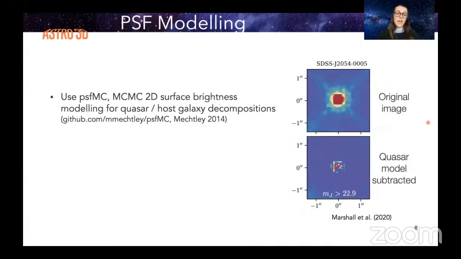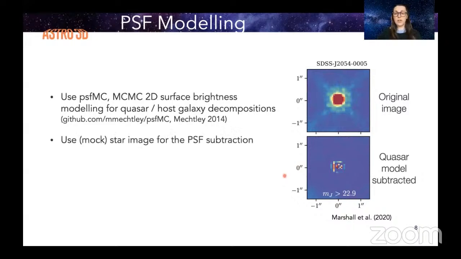So in terms of the observational pipeline, for the PSF modeling, we're using PSFMC, developed by Myra Metchley in the earlier work that I showed you in the introduction. This is an MCMC-based 2D surface brightness modeling software, which allows you to model the image that you get from the telescope as containing a quasar and a host galaxy. Basically it allows you to subtract that quasar light off and see what's left underneath.